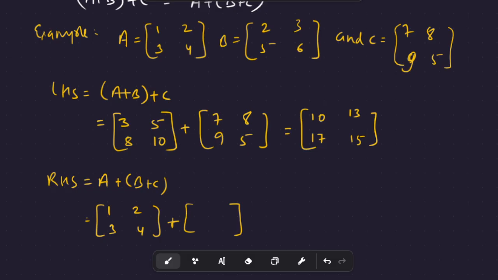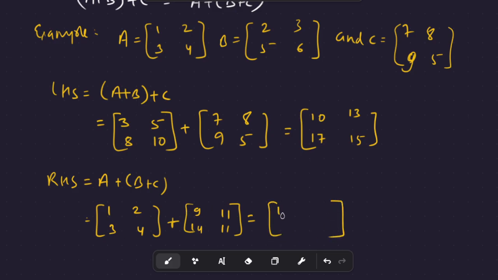9, okay, it is 9. 10, 2 plus 8, it is 10. Sorry, 3 plus 8, 11. 11. 5 plus 9, 14, right. Next, 11, 11. Okay, now let's add it. Let's add it.